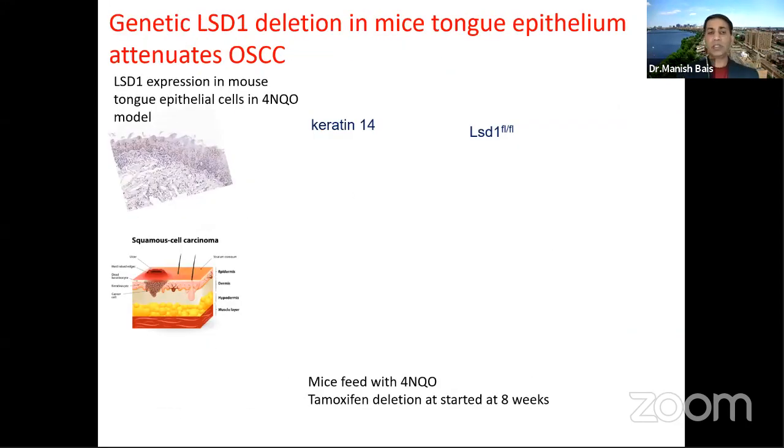Then we took another approach to study this. We wanted to delete this protein specifically in the tongue epithelium. Here, this is the mouse epithelium in which there is cancer progression due to induction by 4NQO, which is a tobacco carcinogen. And we see this brown staining, again as I showed with immunostaining. So this is the same technique. And we see brown staining all over the epithelium layer, if you compare with this one.